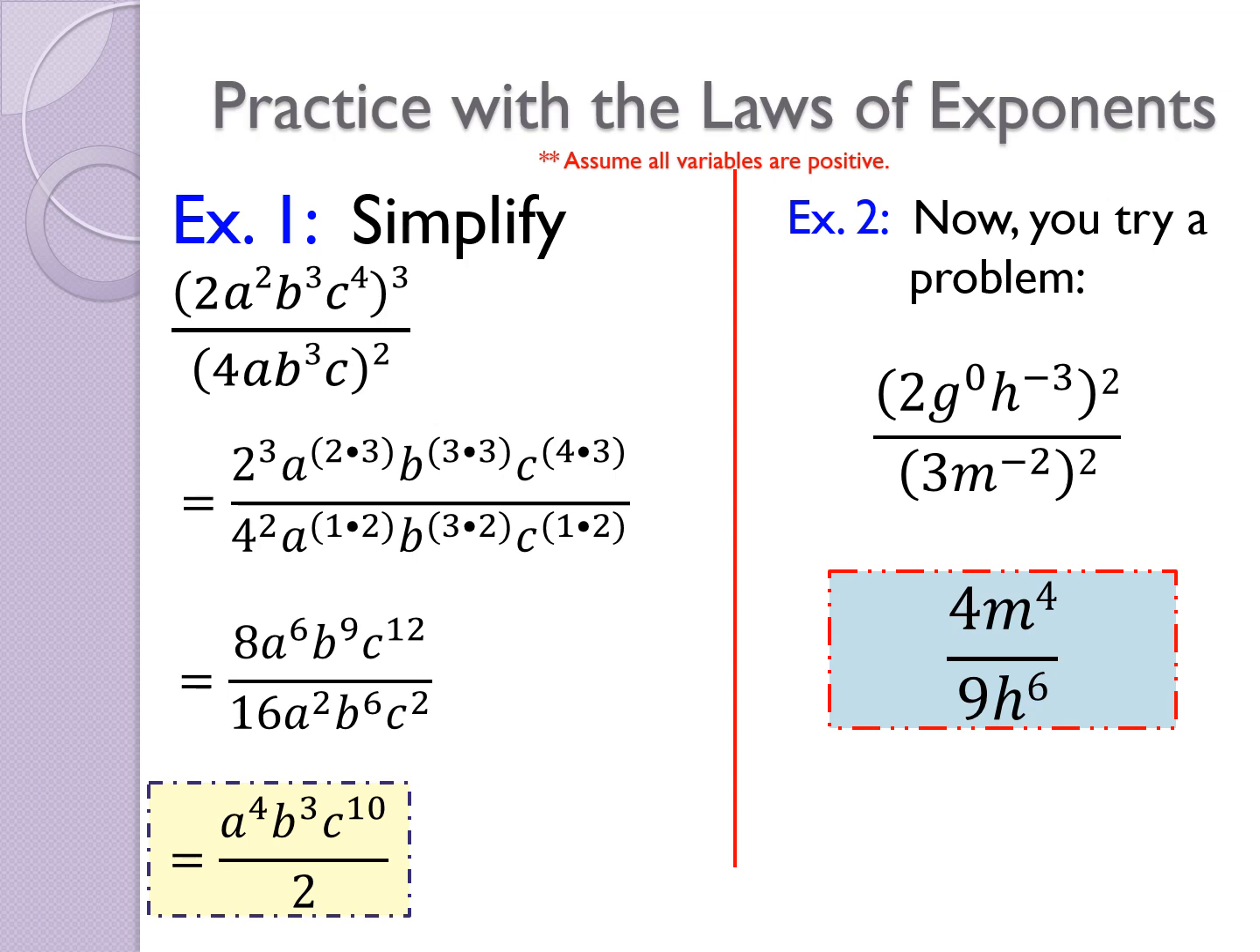So just a little word to the wise, anything to the 0th power is 1. So g to the 0th is really 1. So 2 times 1, we can get rid of that. And that's why g to the 0th does not show up in your final answer.